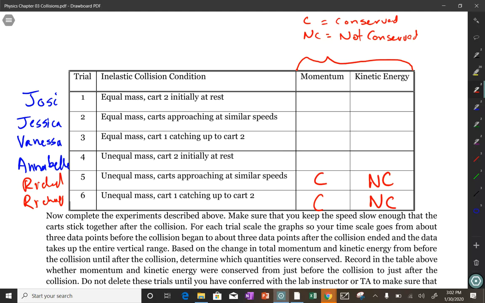You just did a collision? Okay, to start with, do the auto scale thing so you can see the whole data set. You need to do that, like what we did up there. The collision's to the right. We just need to make it bigger. And you need to scale so you only have like 3 data points before and 3 data points after.